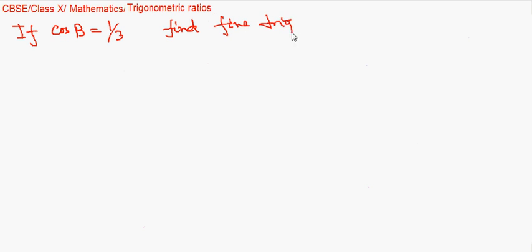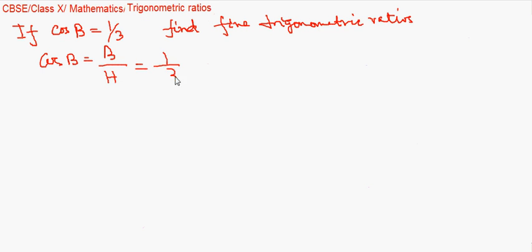Now, there can be a question which says, suppose cos B is 1 upon 3, find the rest. So 1 trigonometric ratio is already given, and you have been asked now to find the rest of the 5 trigonometric ratios. Cos B is given as base by hypotenuse, so this is equal to 1 upon 3.